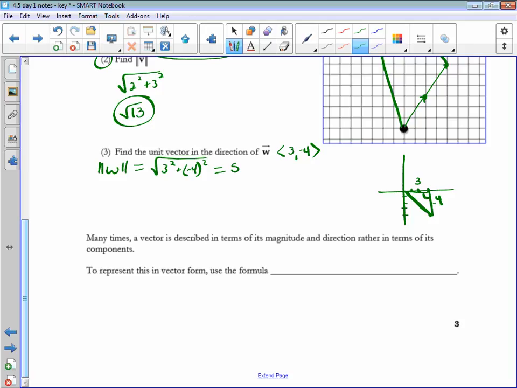Okay, so to actually find our unit vector, there's 2 notations for this. Either one is fine. We can take the component form, so the 3, -4, and we're dividing that by 5, which would give me 3/5 and -4/5. Or if you like the i and the j. Most people do not prefer the i and the j.